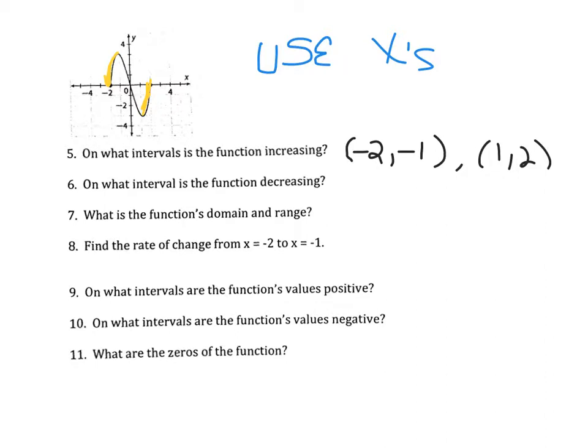Okay, you see right here? You see it's going up right there? Look at the x. What's the x right here? Okay, right there. What's the x right there? Negative 1. Okay, look at this. Going up. What's the x? 1. Right there. What's the x? 2. 1 to 2.